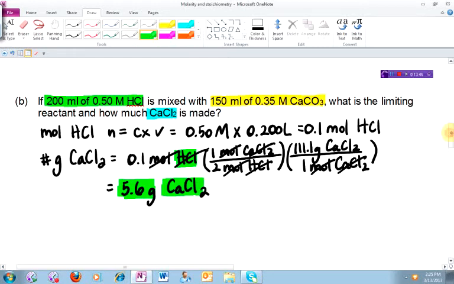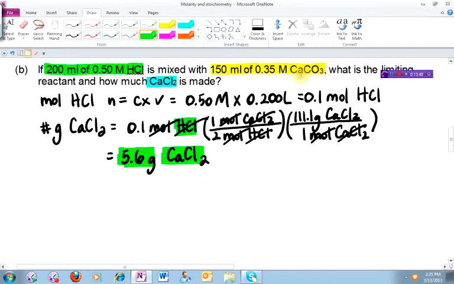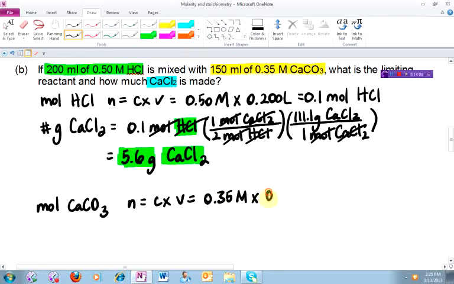Okay. Now we have to figure it out with calcium carbonate. So this is our other reactant. Do the same steps, but now you're working with the numbers that you're given for calcium carbonate. So moles of calcium carbonate, n is equal to C times V, which is equal to 0.35 molar times 0.150 liters, which is equal to 0.0525 moles of calcium carbonate.